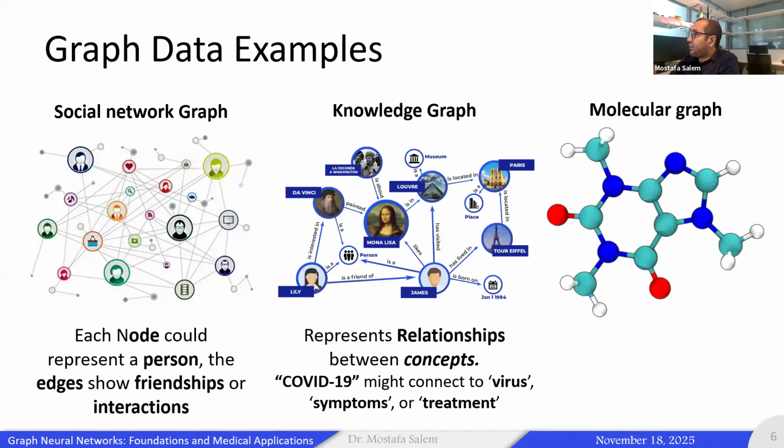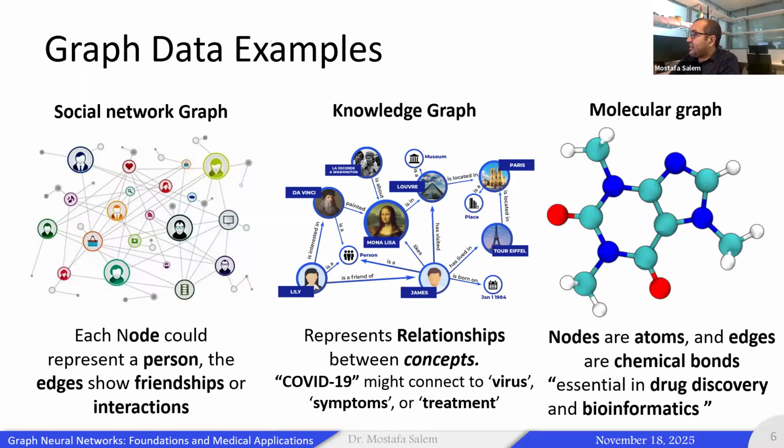And finally, the molecular graph. As you can see, nodes are atoms in this example, and edges are the chemical bonds, and this is very commonly used in drug discovery and bioinformatics.